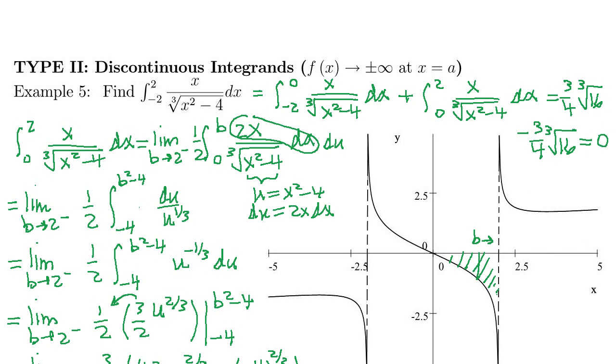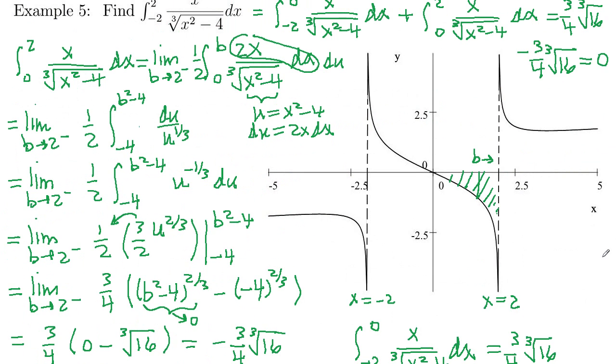Now, again, if we would have gotten infinity here, we would stop and we just say the integral diverges. And that means you don't even have to evaluate the other one. Once one piece diverges, the whole integral diverges. And the reason is because if you have infinity here and minus infinity there, infinity minus infinity, that's an indeterminate form.